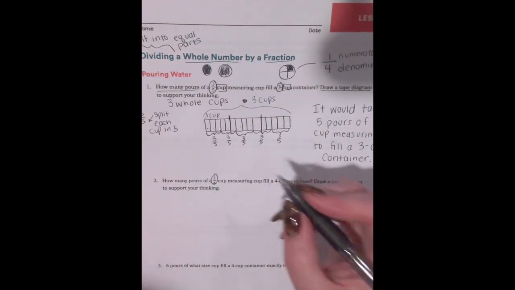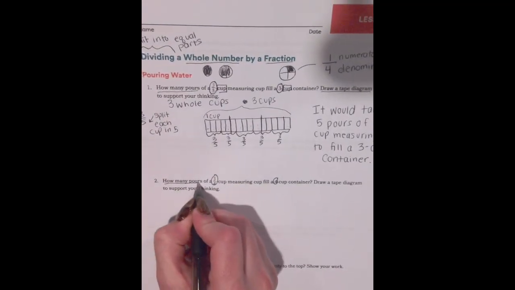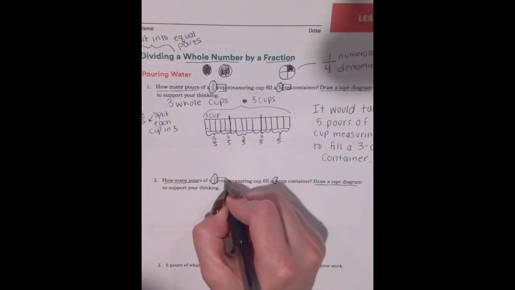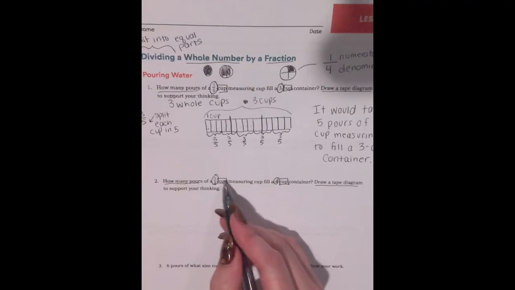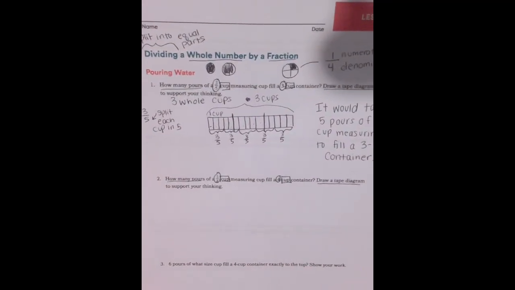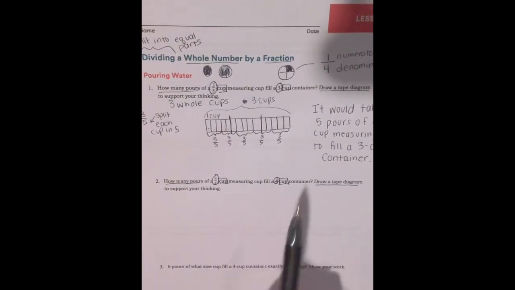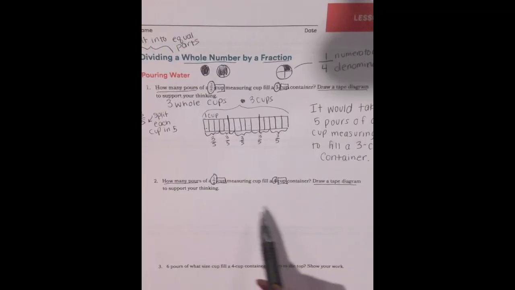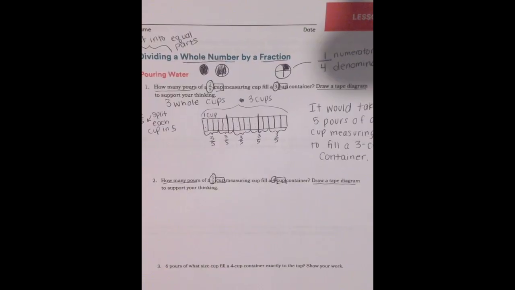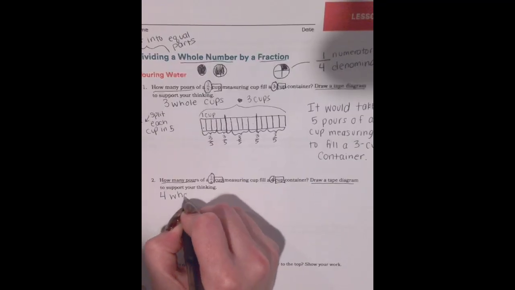I see we have 2 numbers, 3/4 and 4, so I'm going to circle those. Our question is how many pours, and to draw a tape diagram. And then we're going to box in the keywords. So this 3/4 is talking about a cup, and this 4 is also talking about a cup. So now my question to you is, thinking about the one up here, how many full boxes are we going to have down here? If you said 4 whole cups, you are correct.